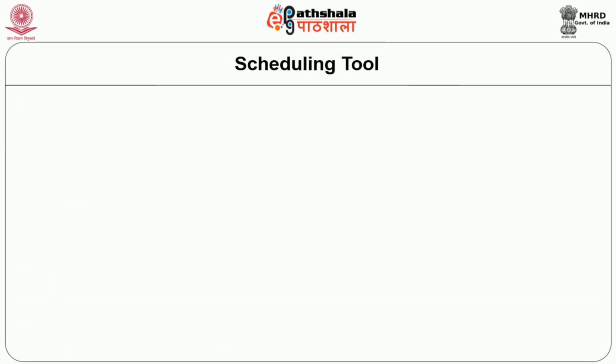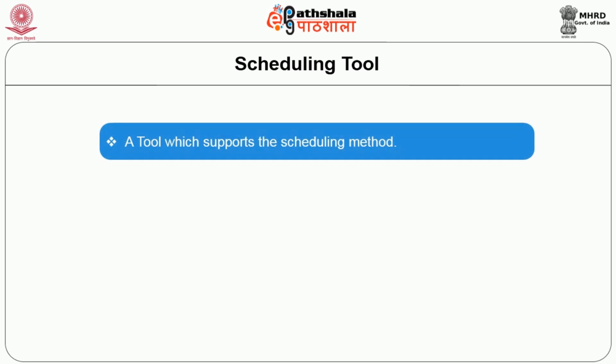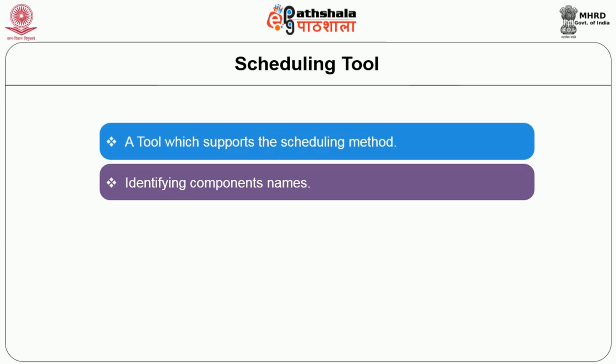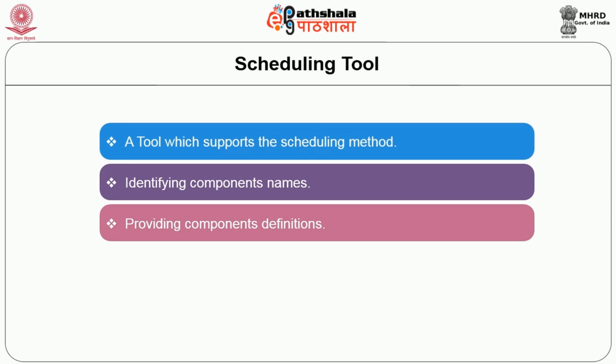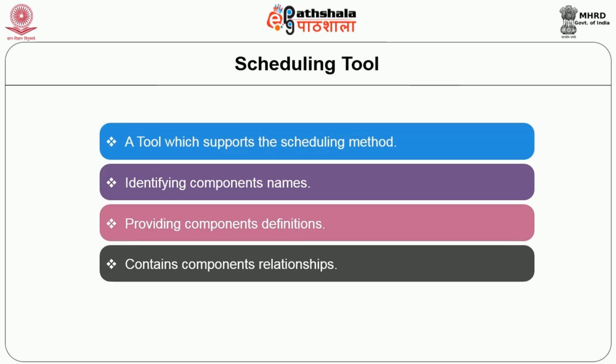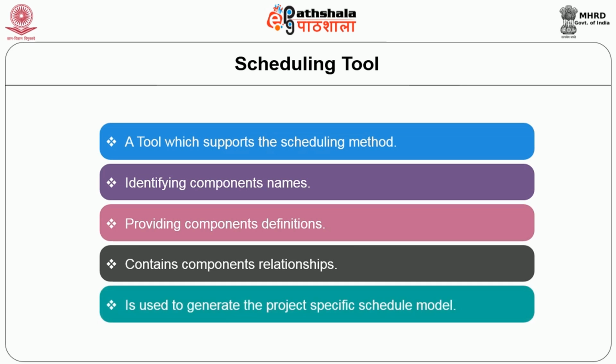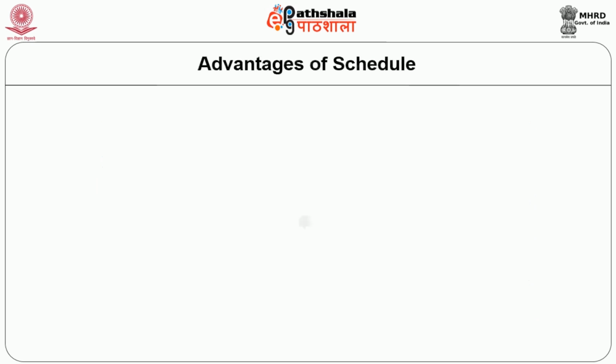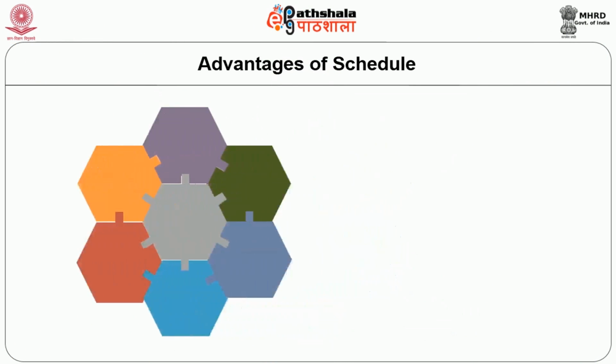Let us now move on to a few aspects relating to the scheduling tool. A tool which supports the scheduling method, identifying components' names, providing components' definitions, containing components' relationships, and used to generate the project-specific schedule model, which are all the highlights of the scheduling tool. As we all know, each and every aspect in life has advantages and disadvantages. Now let us move on to the advantages of schedule.